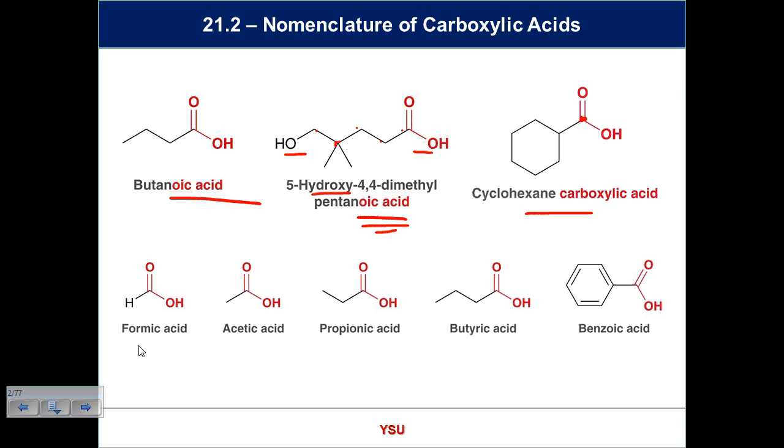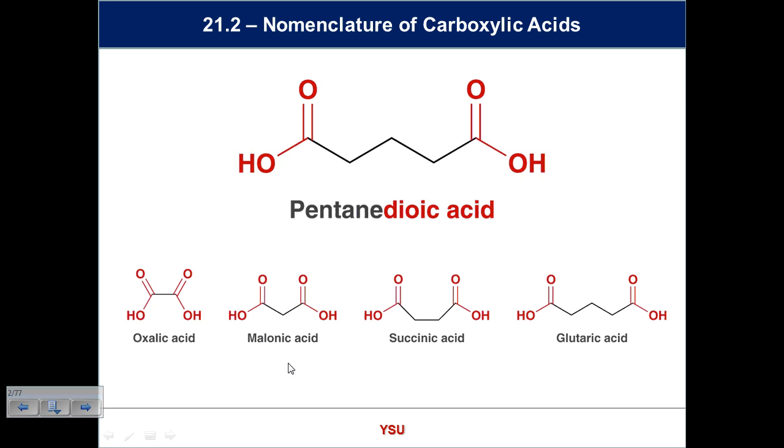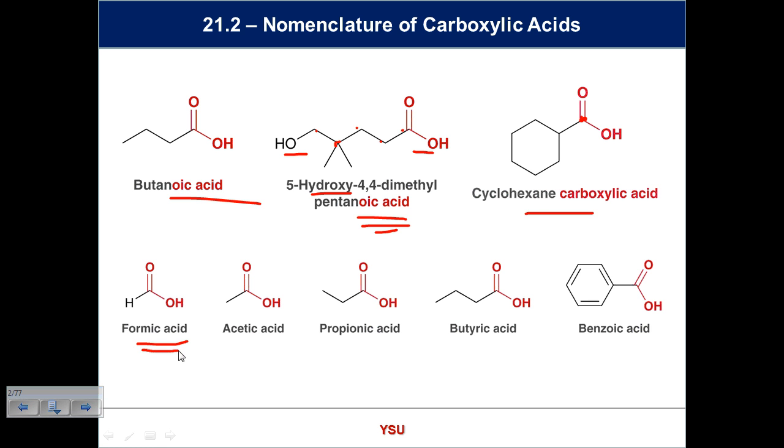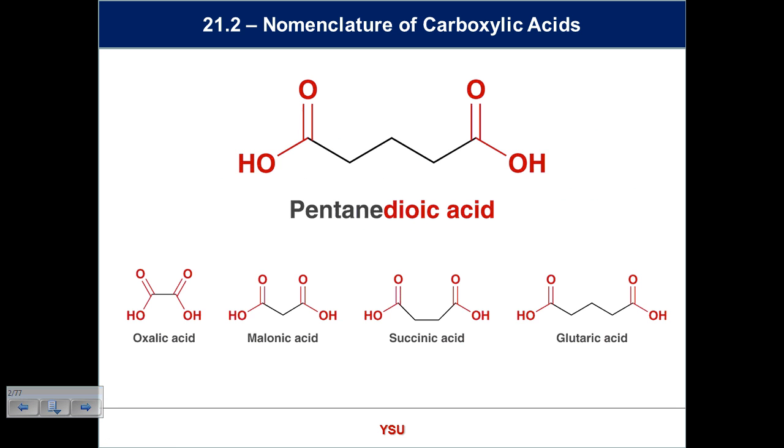Down at the bottom, we have different ways of saying this. We could call this, if you like, methanoic acid. It's got 1 carbon, so it could be methanoic acid, but everybody calls it formic acid. This could be ethanoic acid, acetic acid. This could be propionic acid, exactly that, and then butyric acid and benzoic acid. So they're fairly simple, nothing more complicated than anything we've seen so far.